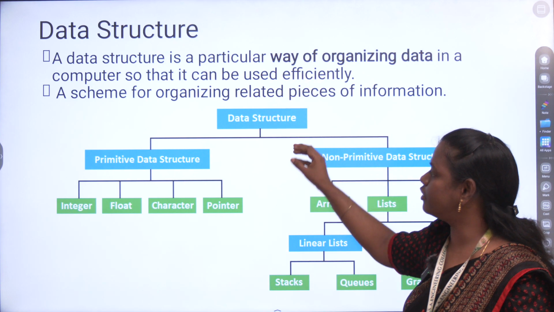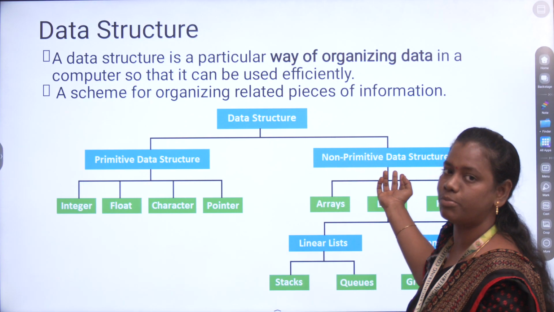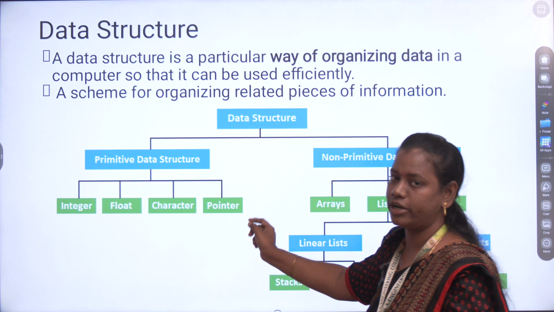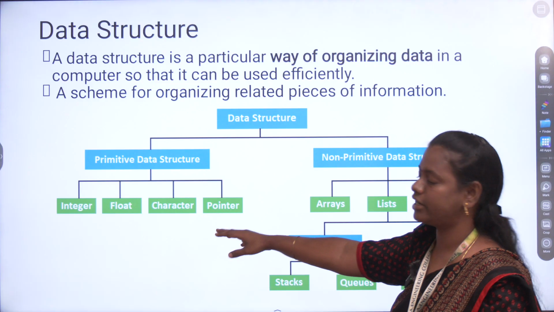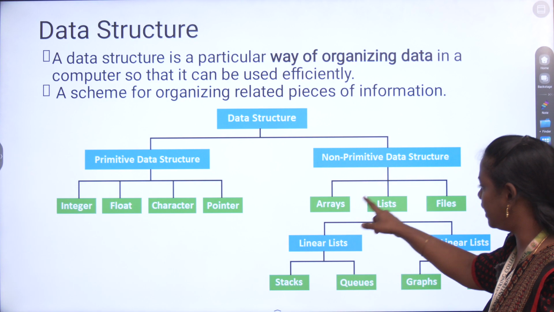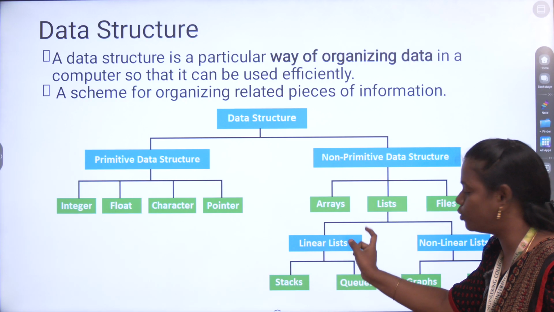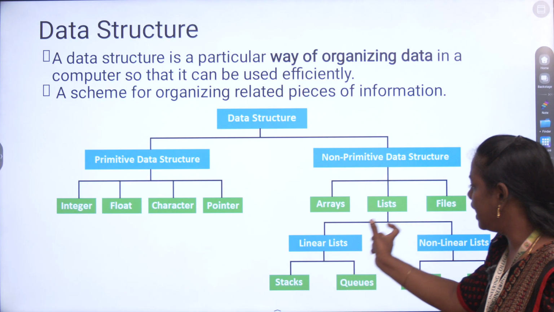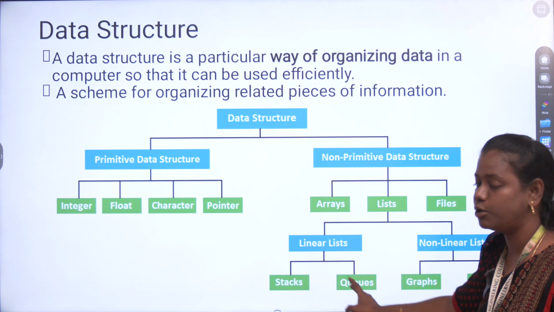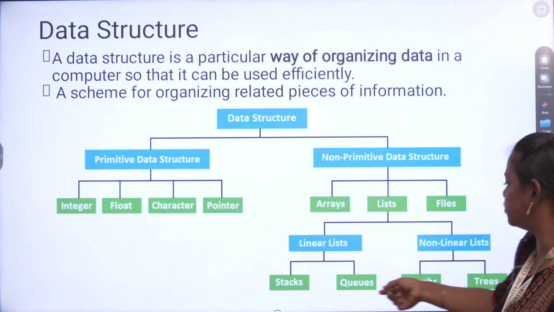Your data structure is divided into 2 types. One is primitive data type and another one is non-primitive data type. In primitive data type: integer, float, character, pointer. These are the 4 different primitive data types. And non-primitive data types are divided into 3 types, that is array, list and files. The list is again subdivided into linear list and non-linear list. In linear list we have 2 different types of data structure, that is stack and queue. Stack follows the first in first out principle and queue follows the last in first out principle.